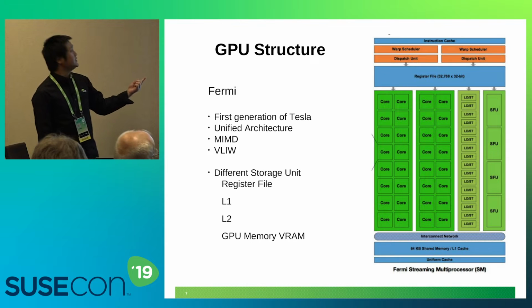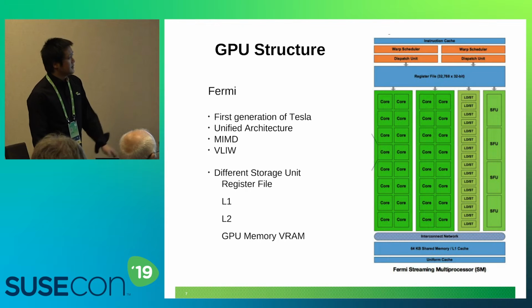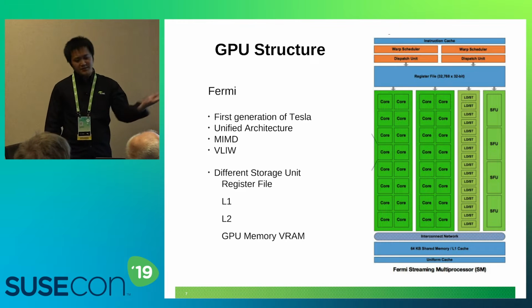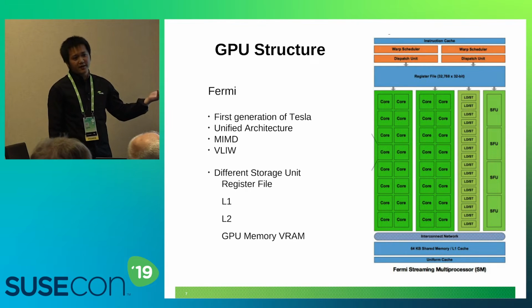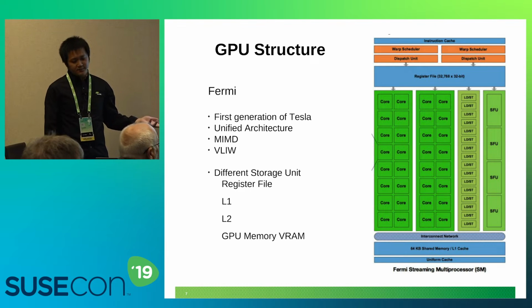Here is a general, modern GPU structure. This is from Nvidia Fermi. The first look we get is that there are so many cores there. That's the unified architecture.